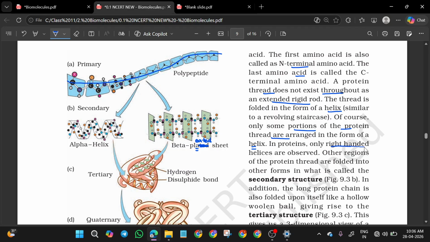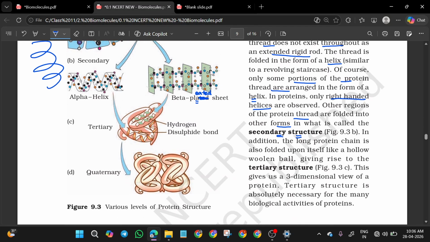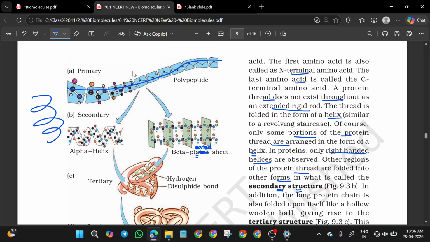In proteins only right-handed helices are observed. As I already told, this is right-handed helix. இது மட்டும் தான் இருக்கும். So other regions of the protein thread are folded into other forms. எல்லாமே சேர்த்து தான் we are calling it as secondary structure. இதுல என்ன main bonds இருக்கும் அப்படின்னா peptide bond only it will be present in primary. அப்போ primaryல இருந்தா secondary form ஆகுதுன்னா obviously secondaryலயும் peptide bond இருக்கும். In addition to peptide bond it will be having hydrogen bonds. Intramolecular or intermolecular hydrogen bonds will be present.